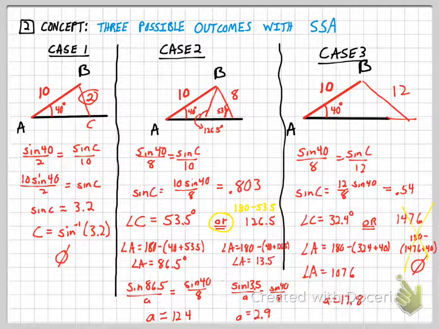Okay, so the long and short of it here is that when you have side-side-angle, there are three cases. There's one case where there is no triangle, there's one case where there's two triangles, and there's one case where you only have one triangle. And there's no real obvious way at the beginning to know, but the law of sines reveals the situation.